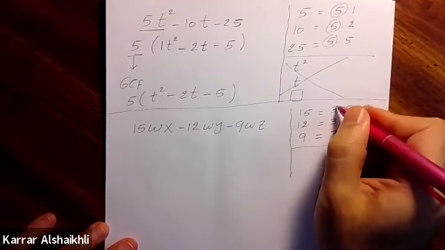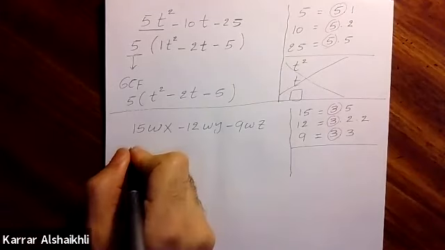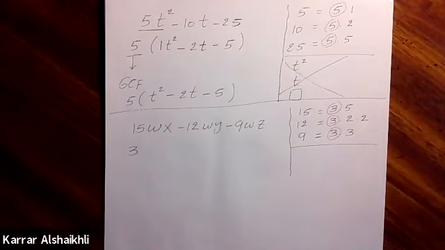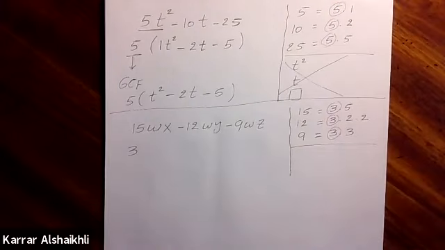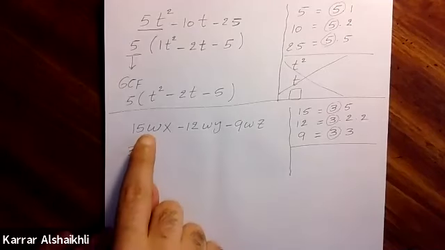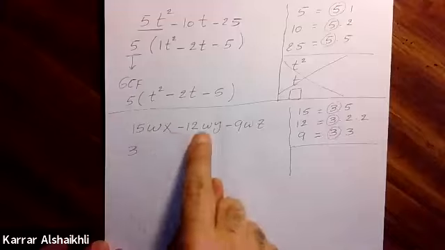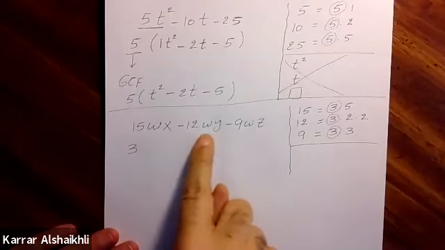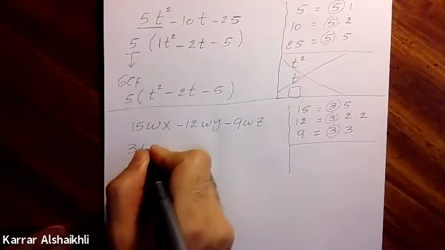Now, the common between these three numbers: 3 and 3 and 3. So I'm going to write down this 3 here on the side. Now, who's gonna tell me what's the common in the variables? What's the variable that exists here and here and here? I'm not talking about the numbers, the variables. We have wx here, we have wy here, and we have wz here. What's the common with the variables? W. You see, w exists here, w exists with this term, and w exists with this term. So that means I'm just gonna write down w here.